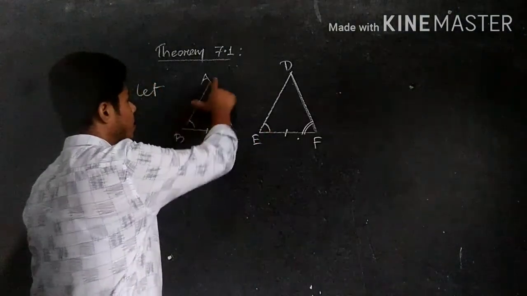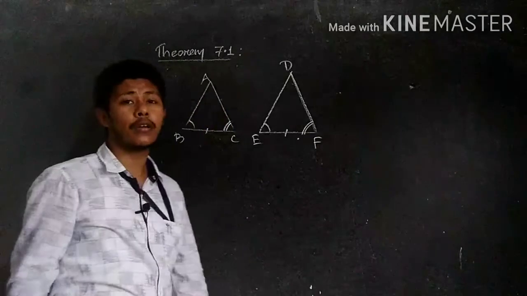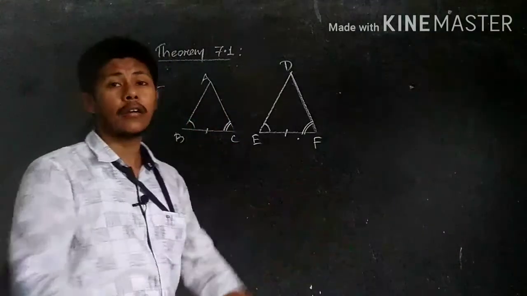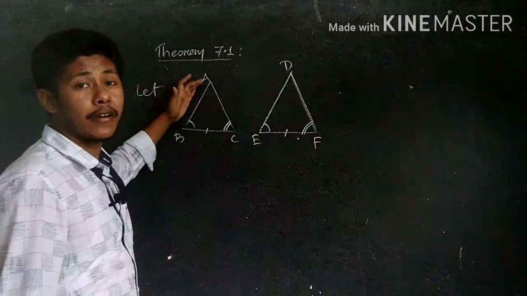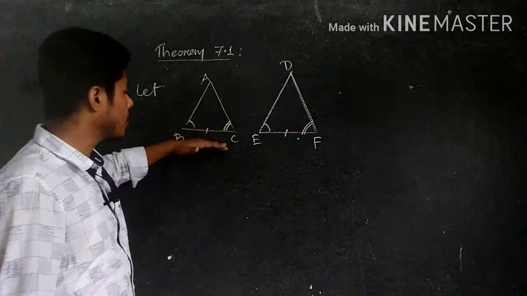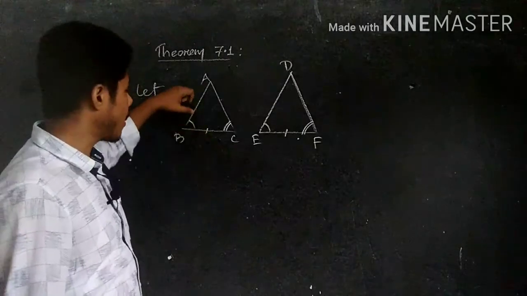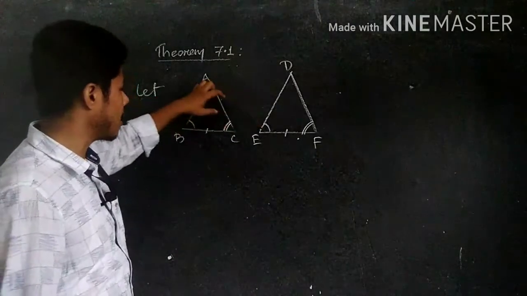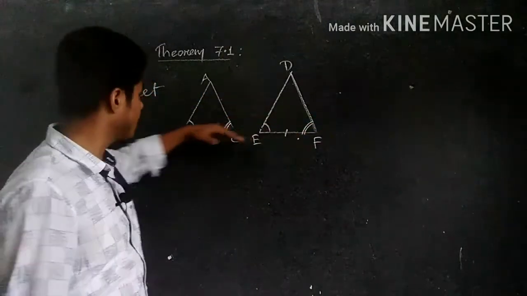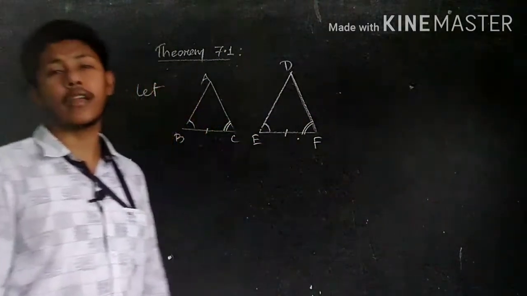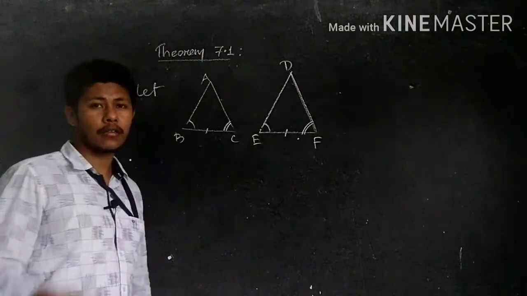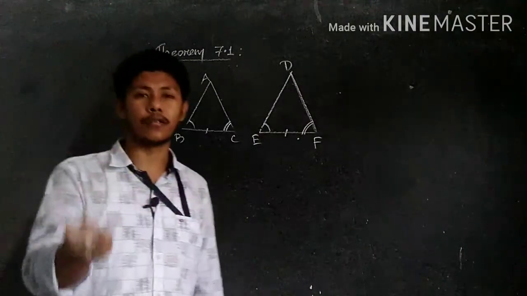Otherwise this AB or AC, these two are not included sides. These two are excluded sides here. Is it clear? So the included side is which one? BC here. Why? Angle B is equal to angle E, angle C is equal to angle F. So that's why here this BC is equal to EF if given, then these two are included side. Is it clear? So this one is the meaning of included and excluded.